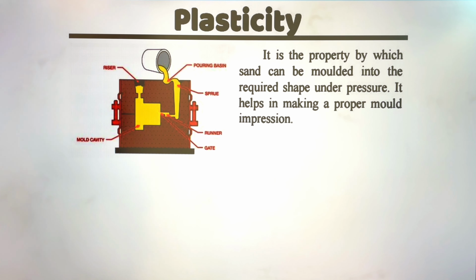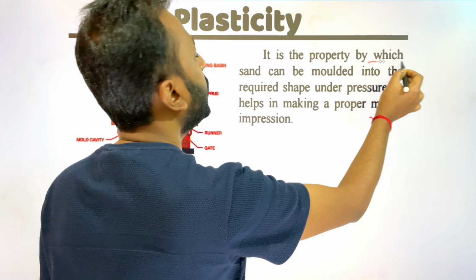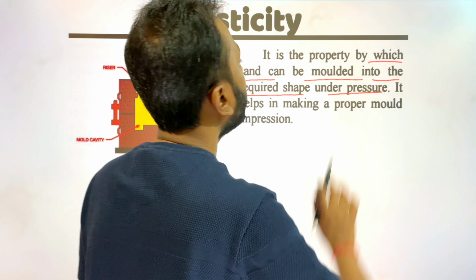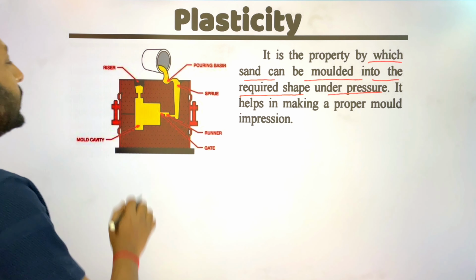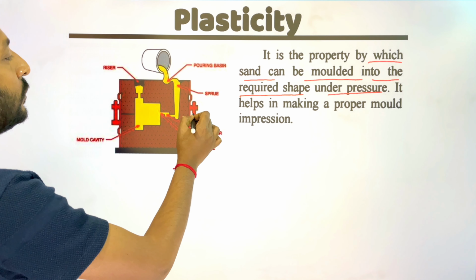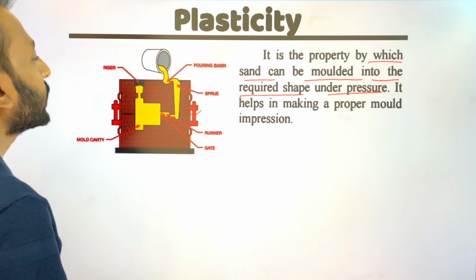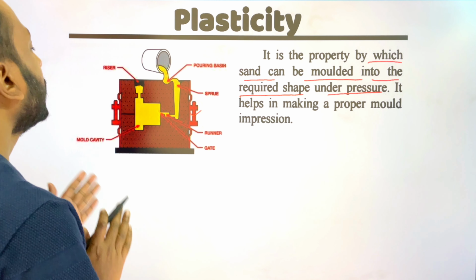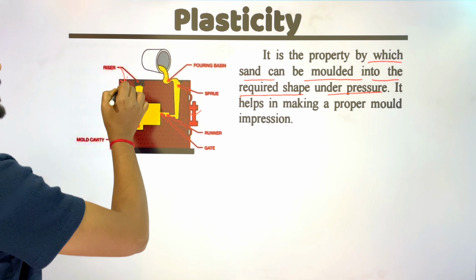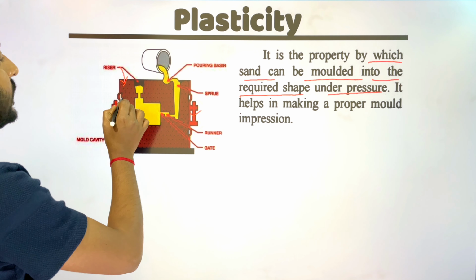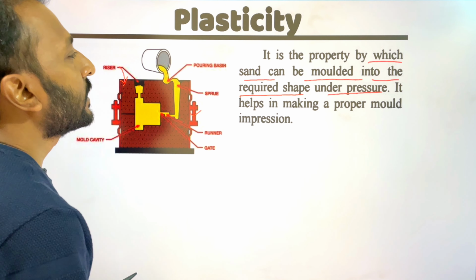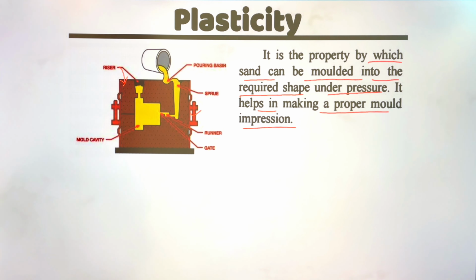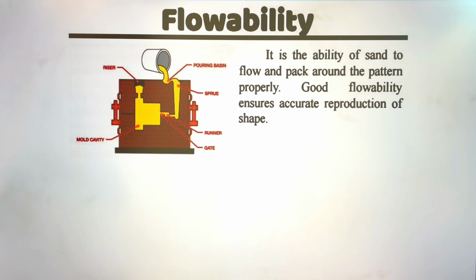The next is plasticity. It is the property by which sand can be molded into the required shape under pressure. When we are filling the molding sand into the molding box and applying pressure, the molding sand should behave like plastic. It helps in making a proper mold impression. So this is plasticity.